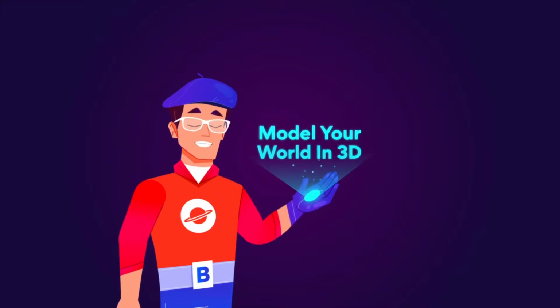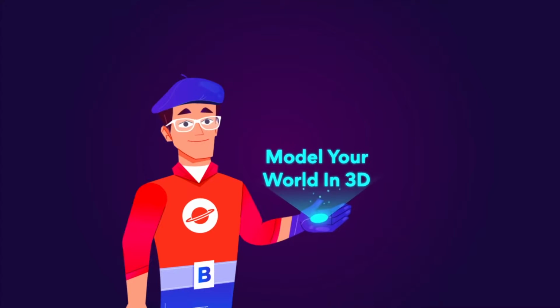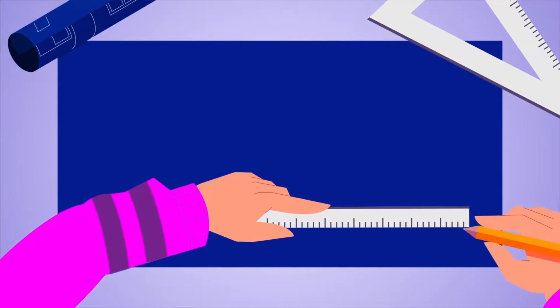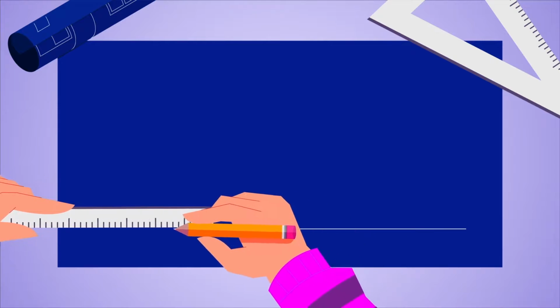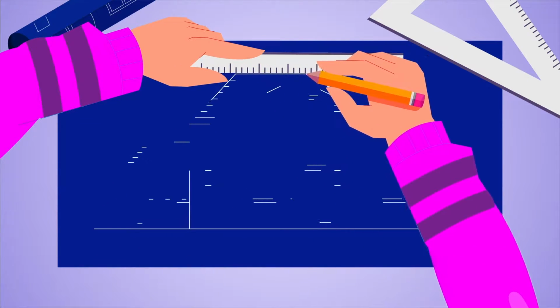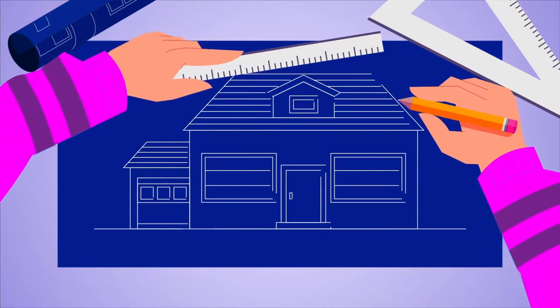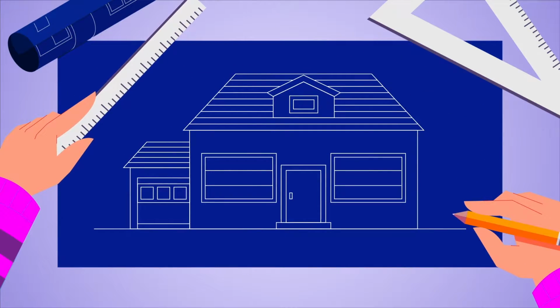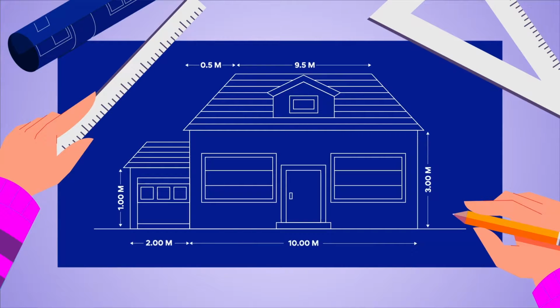In this lesson, you'll design elements of your world in 3D. In the past, engineers, architects, and product designers had to draw all their ideas and plans by hand. These blueprints included detailed information to ensure the product or structure turned out as they imagined, with all the right dimensions, scales, elevations, colors, and much more.